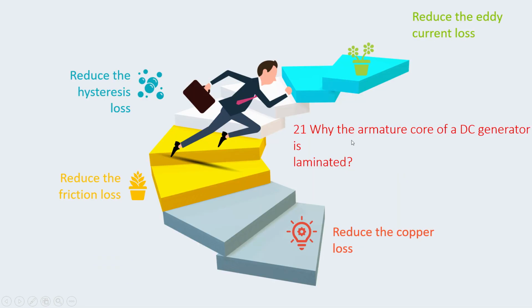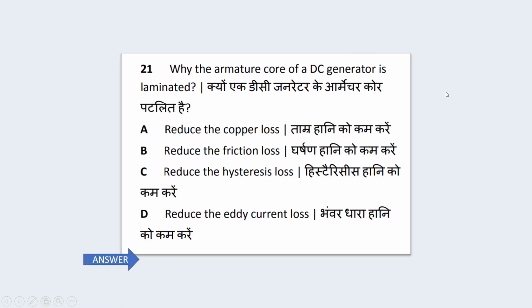Why is the armature core of a DC generator laminated? Reduce the copper loss, reduce the friction loss, reduce the hysteresis loss, reduce the eddy current loss. The answer is reduce the eddy current loss.